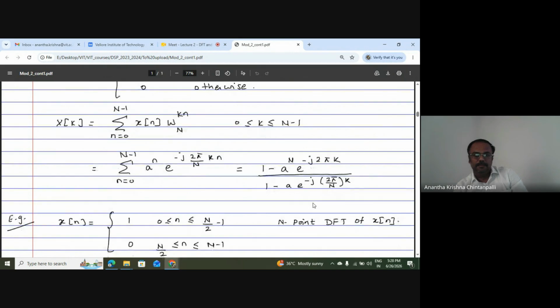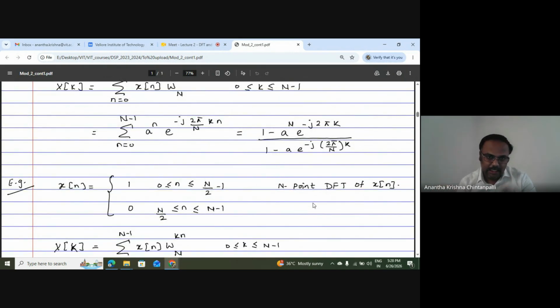Okay. Now I'm going to make the signal a little shorter, meaning that x of n is given. The value is 1 for n goes from 0 to N by 2 minus 1 inclusive, and 0 for n greater than or equal to N by 2 up to N minus 1. So that means from 0 to N by 2 minus 1, the value is 1. For the rest, the value is going to be 0, for an N-point DFT of x of n.